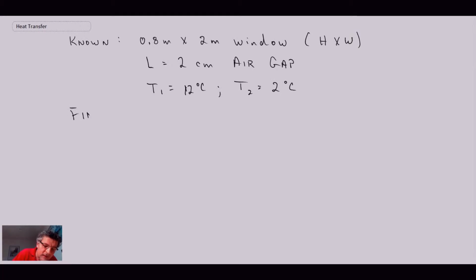So that is what is known, and then what we're looking for, we want to find the heat transfer through the window, and we're also looking for the R value.